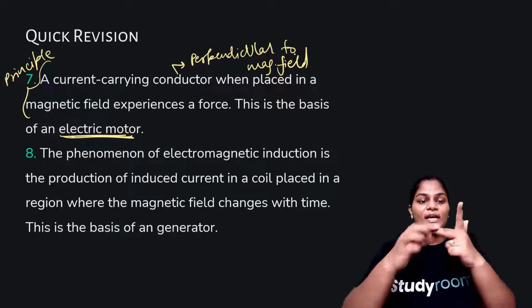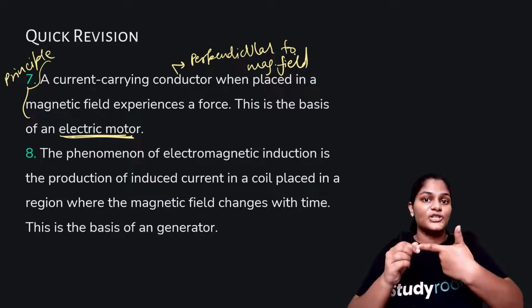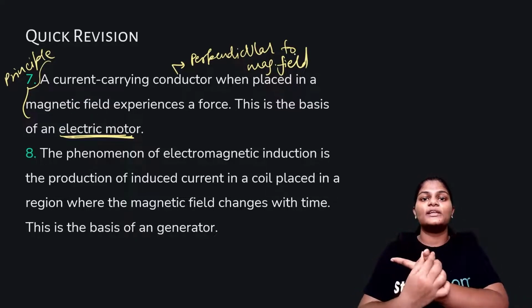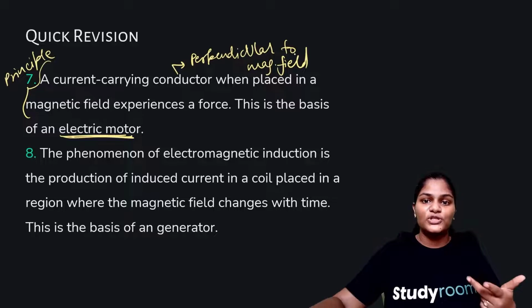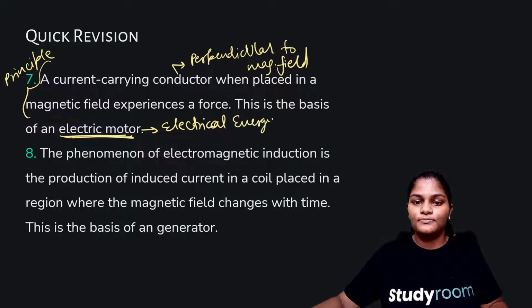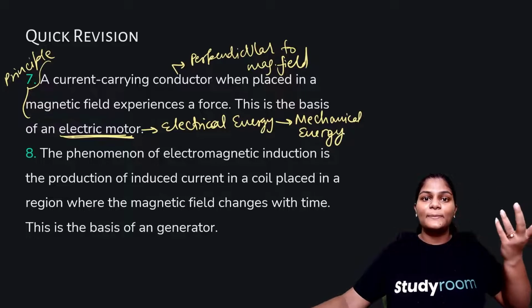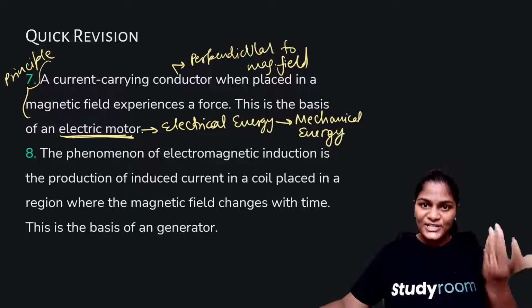In this case, the middle finger gives the current, the index finger gives the direction of the magnetic field, and the thumb finally gives the direction of force. So in this, we were converting electrical energy to mechanical energy. What does that mean? If we are giving electrical energy, that means we are giving the electricity.